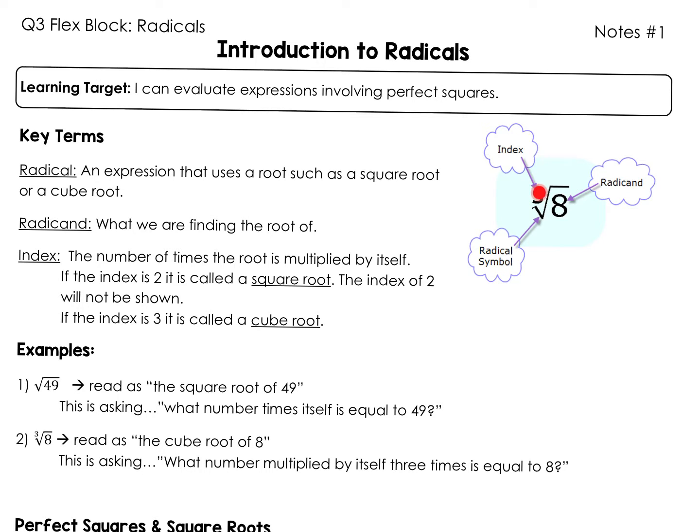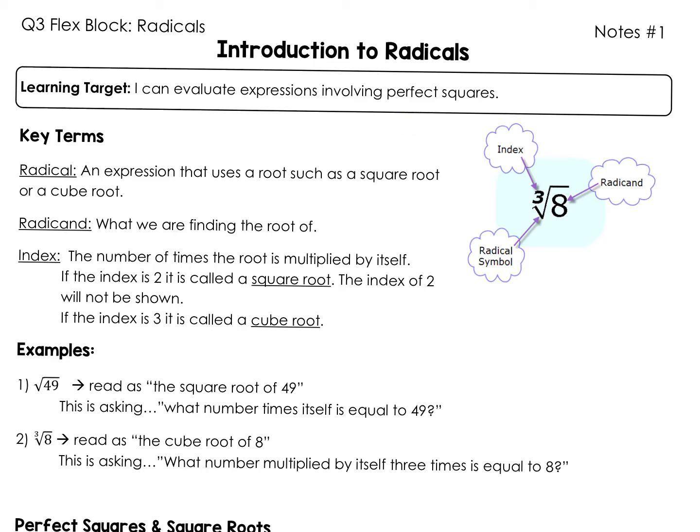So for index, we usually see the radical symbol without an index. And when we see it without an index, that's when it's called a square root. When your index is 3, it's called a cube root. If this number was a 4, we'd call it a fourth root. But all we're going to be using in this unit is square roots. So every radical we see will be a square root.